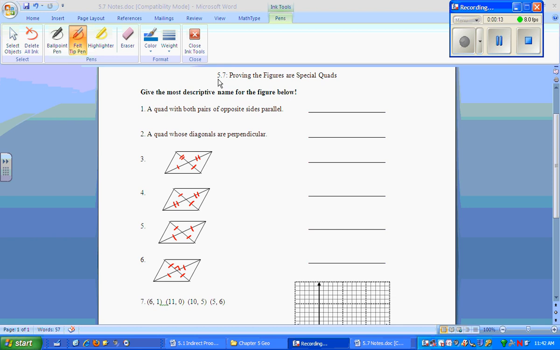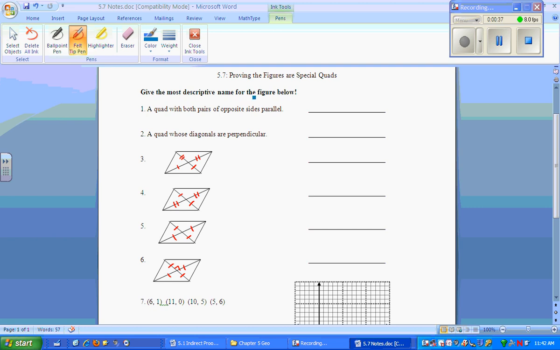In today's lesson, 5.7, we're going to be proving figures are special quadrilaterals. So it's really knowing that chart, and then being able to describe if it's going to be a quadrilateral, kite, rhombus, square, whichever one it's going to be. So let's just jump right into it.